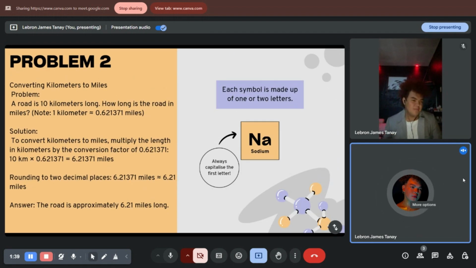Problem number 2, converting kilometers to miles. A road is 10 kilometers long. How long is the road in miles? Note, 1 kilometer is equal to 0.621371 miles. The solution we're going to use is to convert kilometers to miles. Multiply the length in kilometers by the conversion factor of 0.621371.